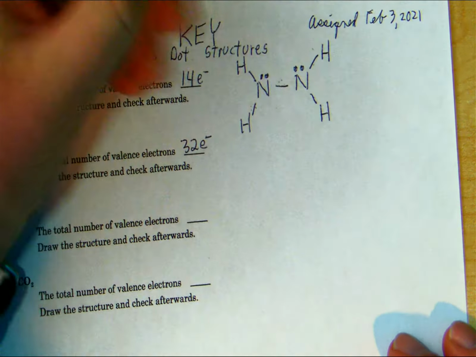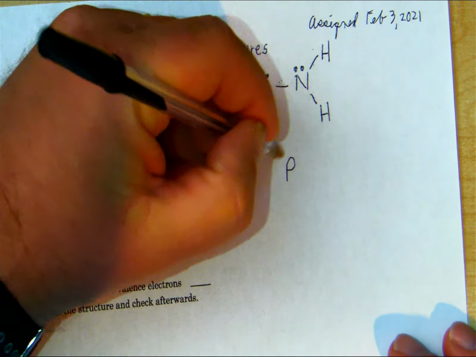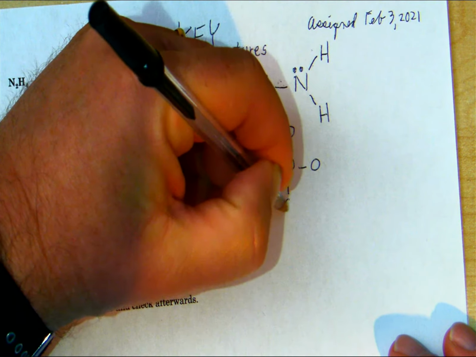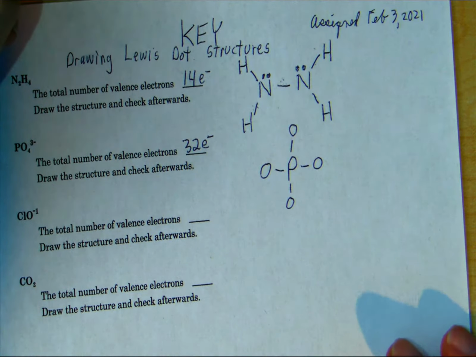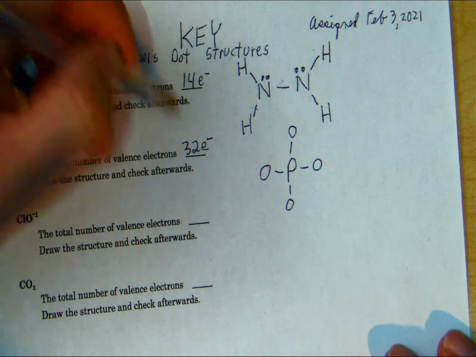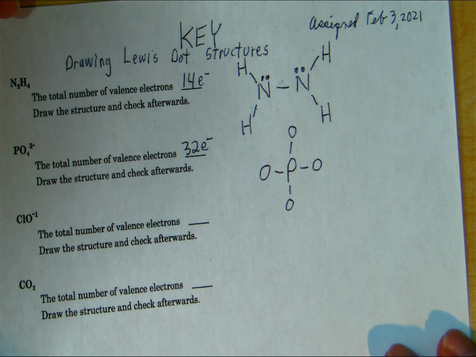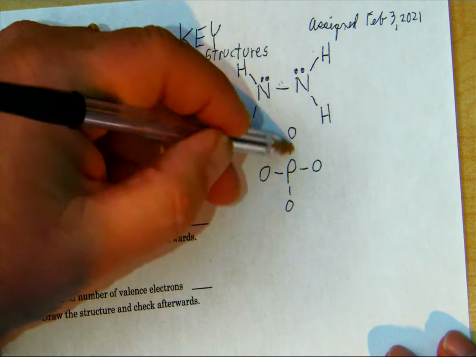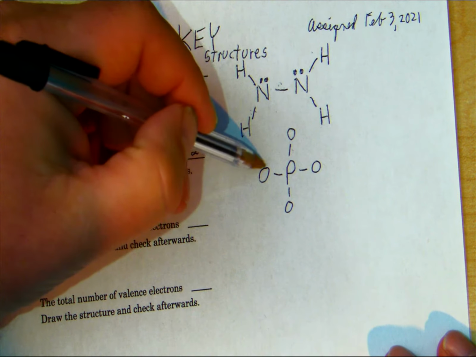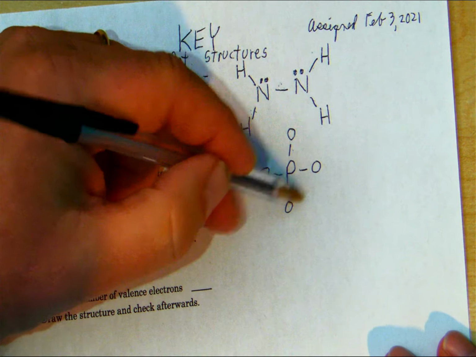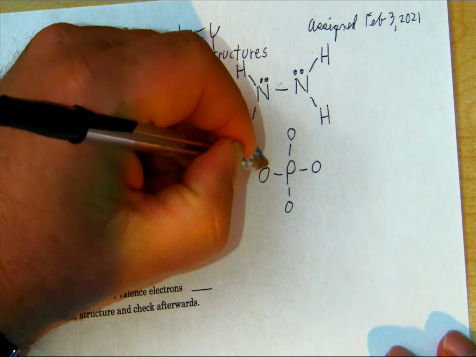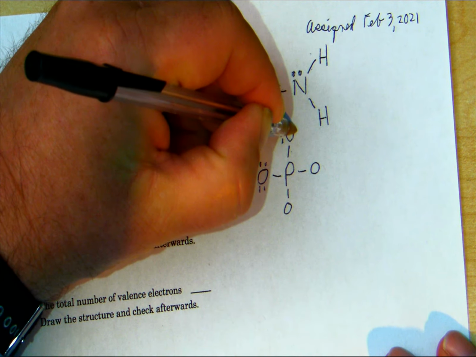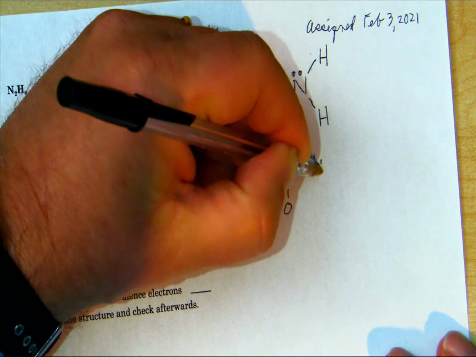I would put the phosphorus in the center of the group, surround it with 4 oxygens with a single bond to each one. That takes care of 8 of my 32 electrons, leaving me with 24 electrons to distribute. The phosphorus, from my point of view, is very happy. It's got its 8 electrons. Each oxygen could use 6 additional electrons. There's 4 of those. And the way I would have done this is put 6 dots around each oxygen.